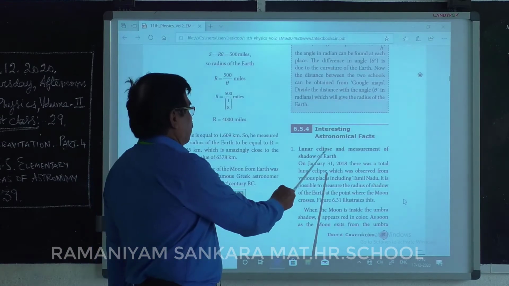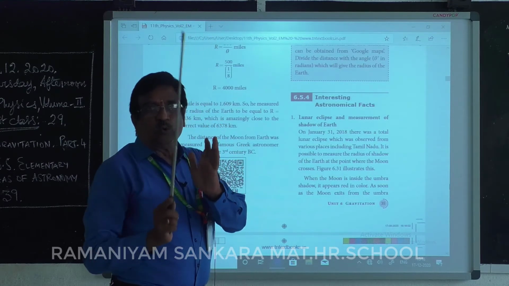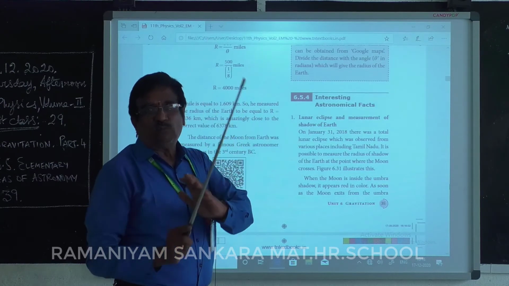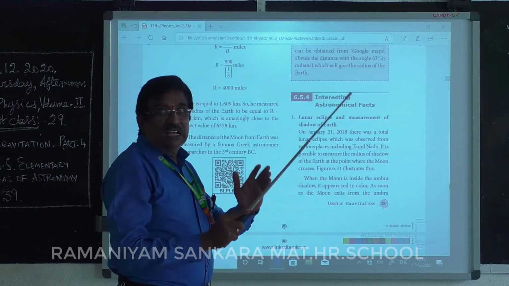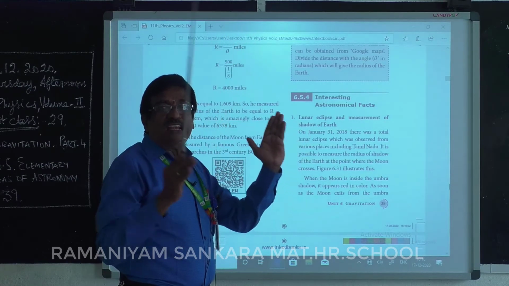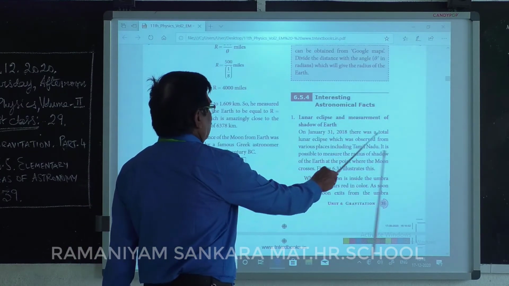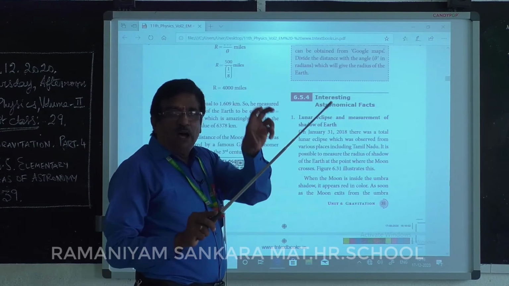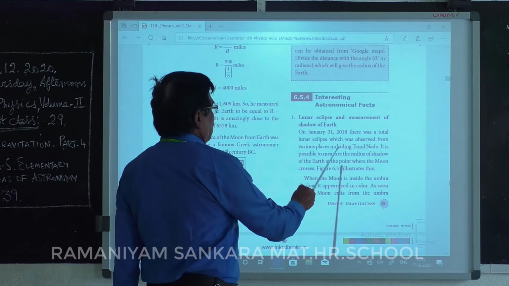First one, lunar eclipse. What is a lunar eclipse? You have the moon, you have the sun, you have the earth. The sun casts the shadow of the earth on the moon, so it is a lunar eclipse, and this lets us measure the shadow of the earth. The shadow of the earth falls on the moon because the earth comes between the moon and the sun; they are in the same line. On January 31, 2018, there was a total lunar eclipse, fully dark, the moon's full sphere appeared to be dark. This is called a lunar eclipse, which was observed from various places including Tamil Nadu.